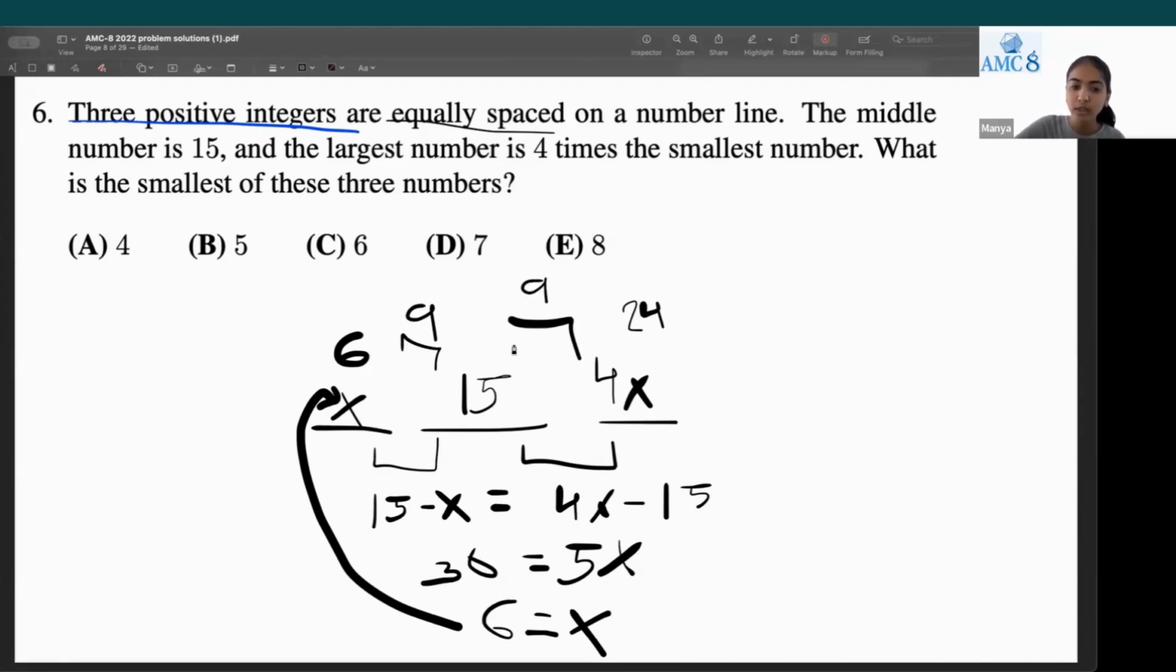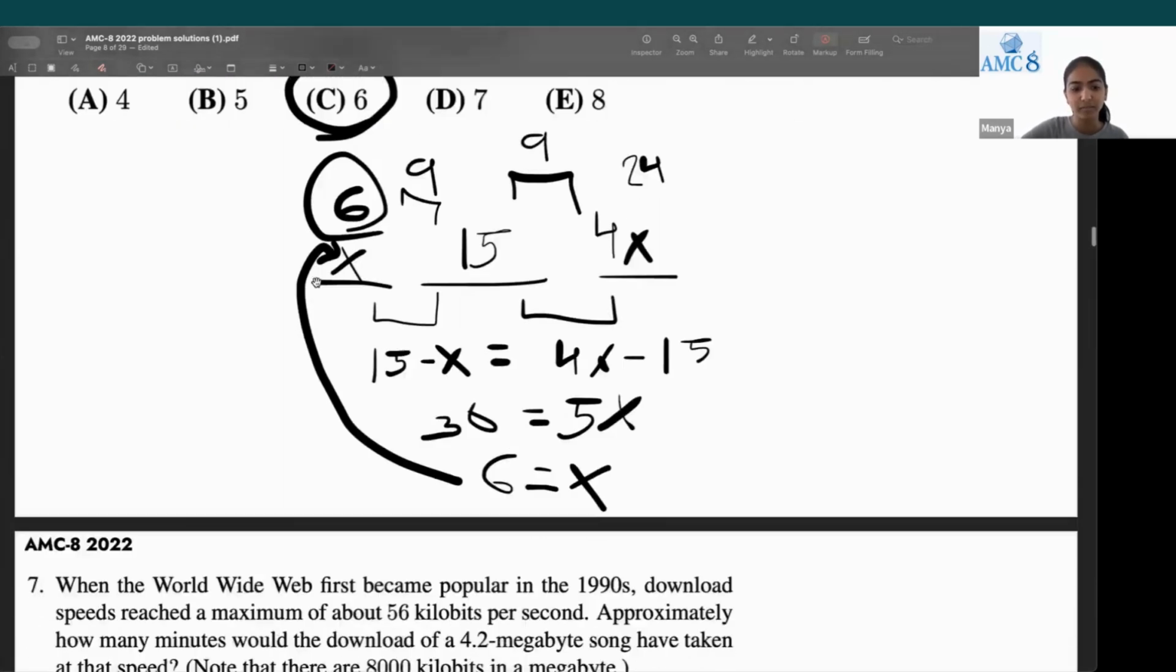And so these numbers are equally spaced, and they're just asking what x is. Well, x is going to be equal to 6. And that's how we got an answer choice C.